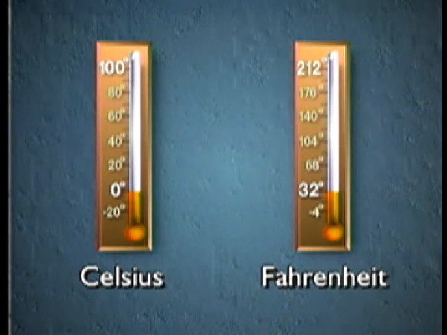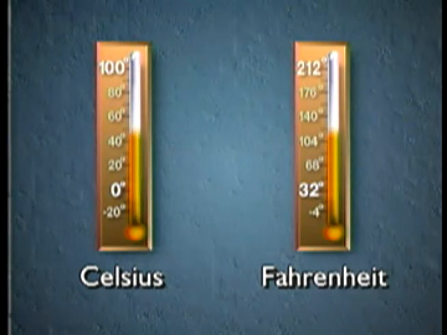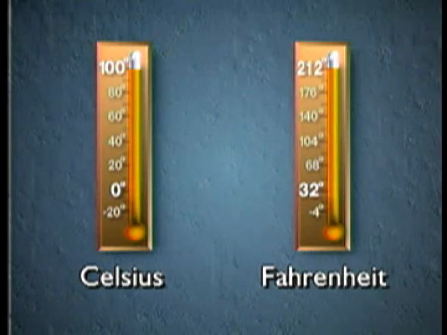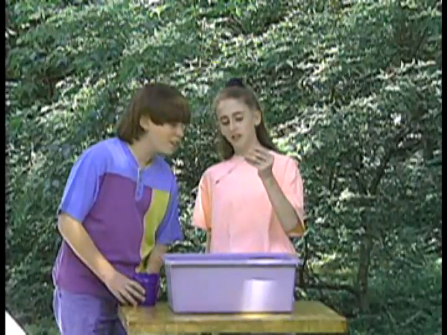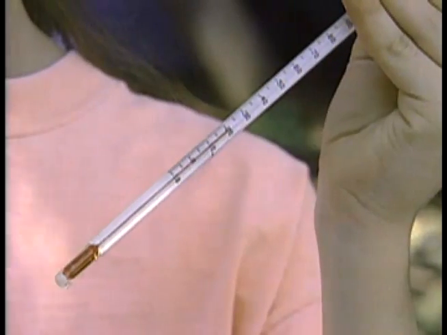Other thermometers use a different scale. With a Fahrenheit thermometer, the freezing point of water is 32 degrees Fahrenheit, and the boiling point is 212 degrees. The numbers of the two scales are different, but the temperatures they mark are the same. No matter what kind of scale it has, a thermometer measures temperature, not heat.